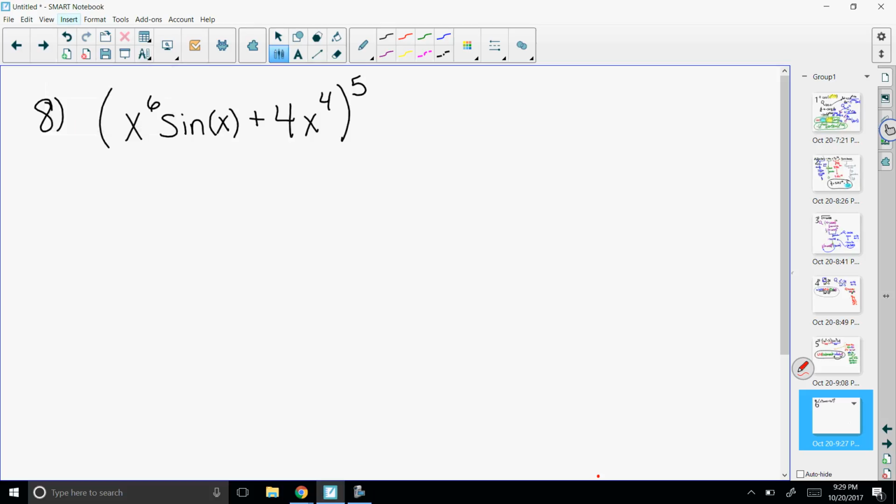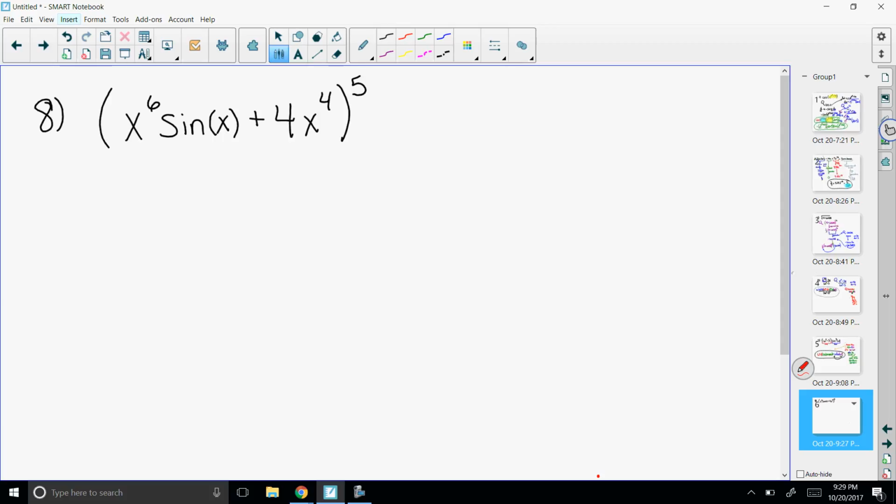Okay, Caitlin, last one here, problem number 8. You messed up on the second part when you're taking the derivative of what's inside. A little bit of the error that you had was just with that derivative of sine x. There's a lot of complicated things going on here.